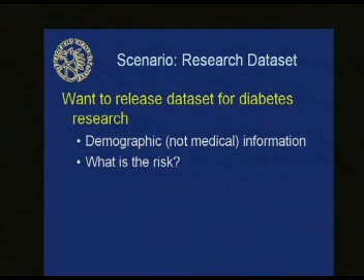So let's imagine a scenario where we can start talking about misuse and bringing that into the equation. Say we'd like to release a data set for diabetes research. And just to make this simple, let's assume that it is just demographic information, not specific medical details. So what's the risk? What is the bad information that can come out of releasing this data set, or the privacy risk?